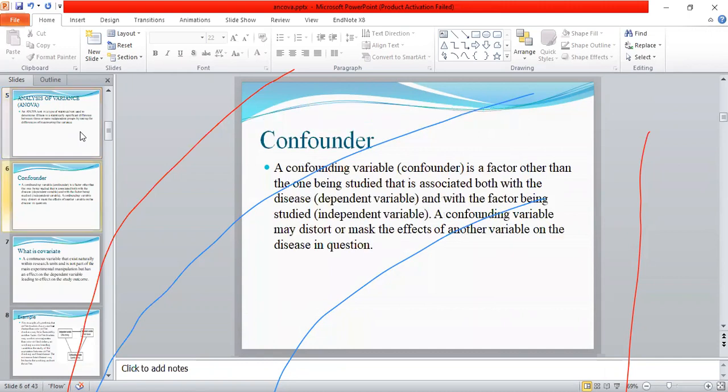Now, what is a confounder? A confounder variable is a factor other than the one being studied that is associated both with the disease or the dependent variable and with the factor being studied, the independent variable. A confounding variable may distort or mask the effects of another variable on the disease in question.